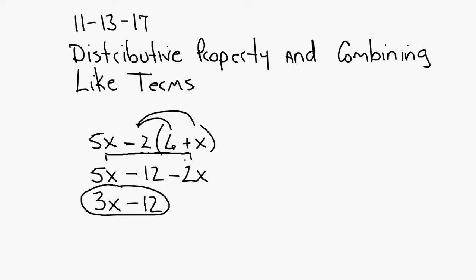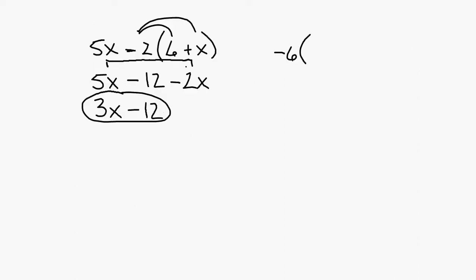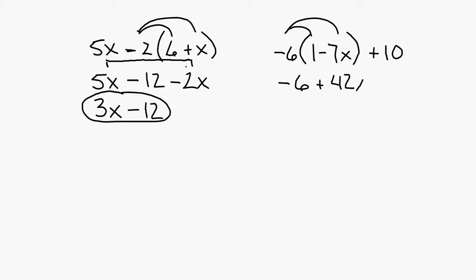You'll have a problem that may look like negative 6 times (1 minus 7x), and then plus 10. In this case, the distributive property is going to be done at the beginning of the problem. So you've got your negative 6 times your 1, and that's going to be negative 6. And then negative 6 times negative 7x, and that's positive 42x. 6 times 7 is 42. And then the plus 10 just comes down.